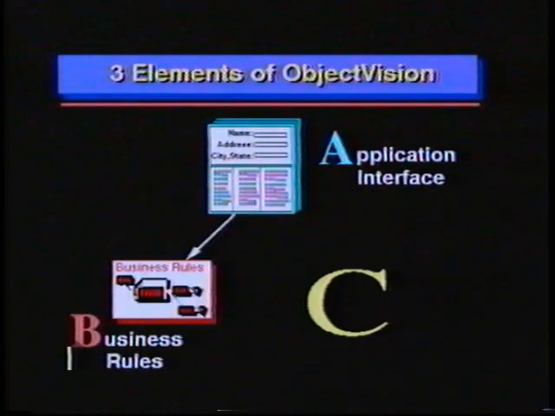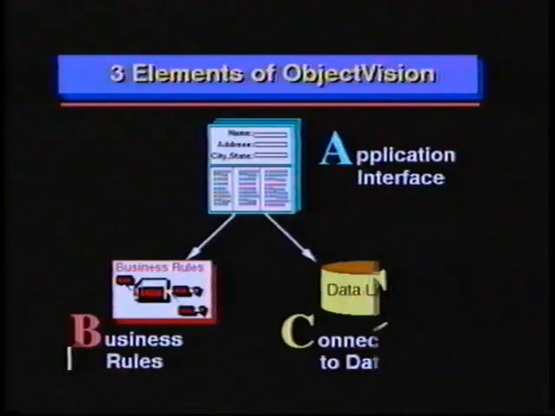The second is the creation of your application's logic using decision trees like these to express your business rules. Objectvision uses decision trees both to calculate values and to manage events and actions. And the third element is Objectvision's powerful connectivity to data and other applications, which you can control with the same visual programming techniques. So Objectvision is truly unique.